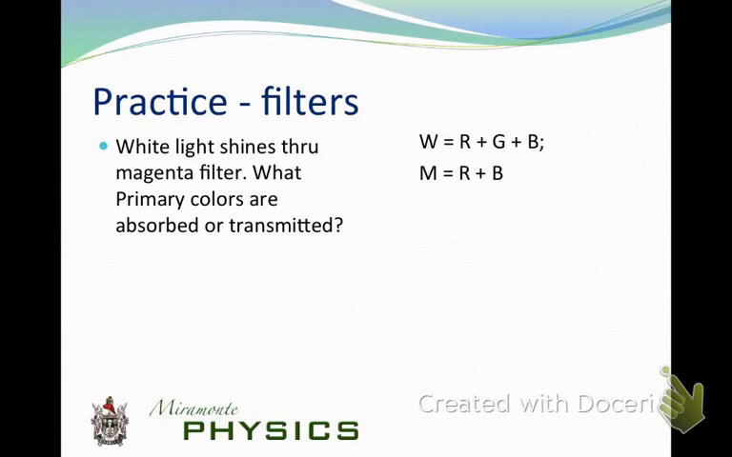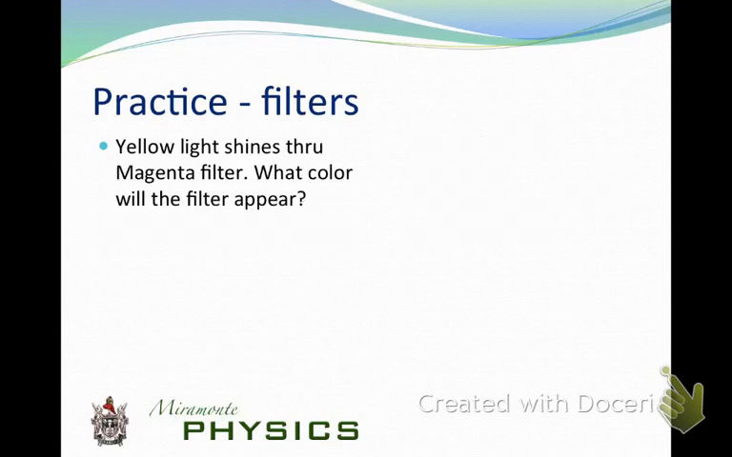Good. So you have white is red plus green plus blue. Magenta is red and blue, so magenta is going to be transmitted. That means that green has to be absorbed. Okay? All right. Yellow light shines through a magenta filter. What color will the filter appear?